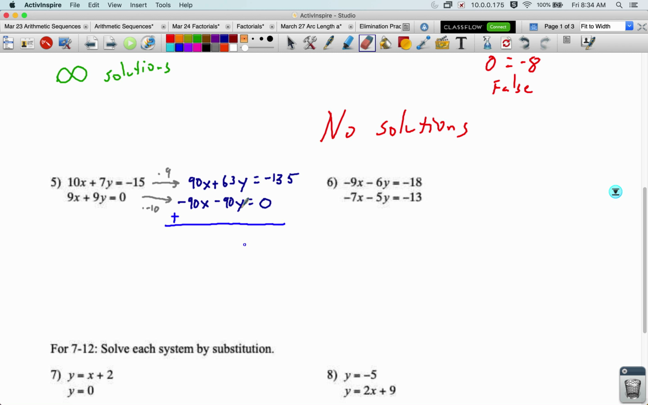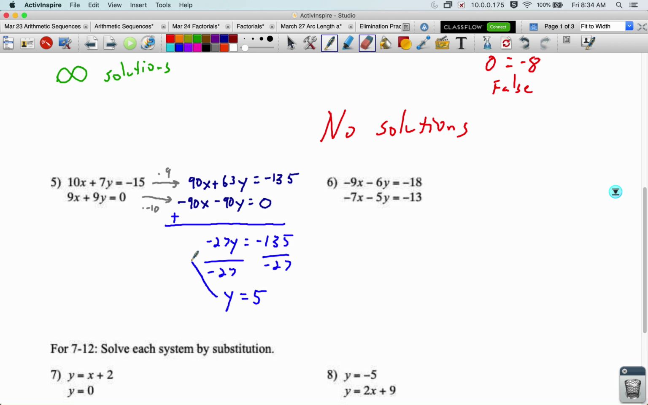And I get, no, that's not 53. 63 minus 90 is negative 27. So negative 27y equals negative 135. Divide both sides by negative 27. I'm hoping this goes in evenly. And it does. I get y equals 5.